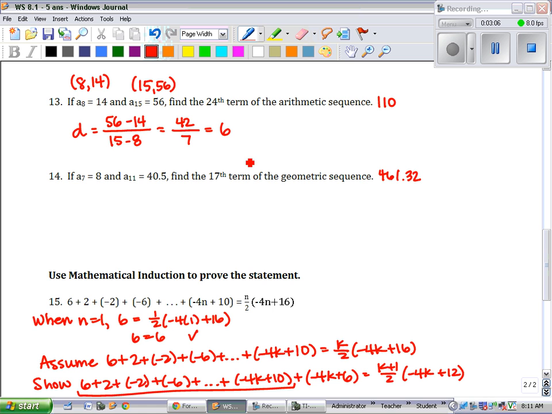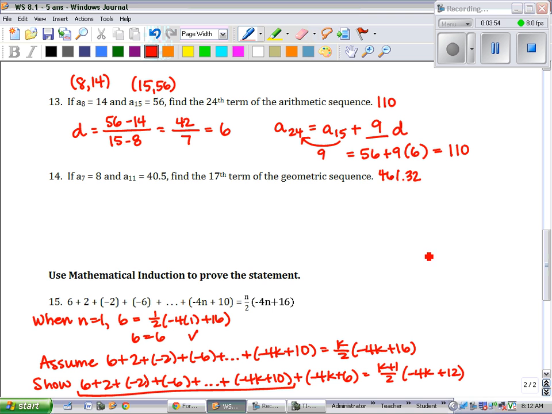Now, do I need to go backwards and find A1 so that I can find A0 and write my expression? I don't really want to. Let's build on what we have. If I'm trying to get to the 24th term, and I have the 15th term, how many times would I have to add on my difference? If I'm going from 15 to 24, there's a difference of 9 there, so I would have to add on 9 differences. Okay? So I'm going to say that A24 is A15, which is 56, plus 9 differences, which we just found was 6. And that should give me the 24th term. So 56 plus 54 makes 110.